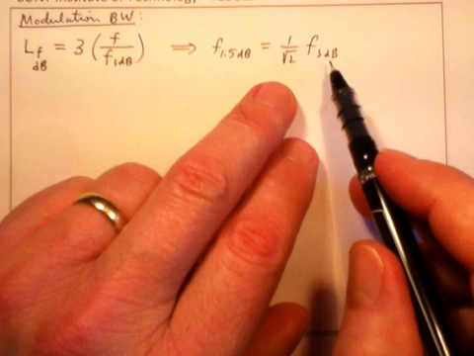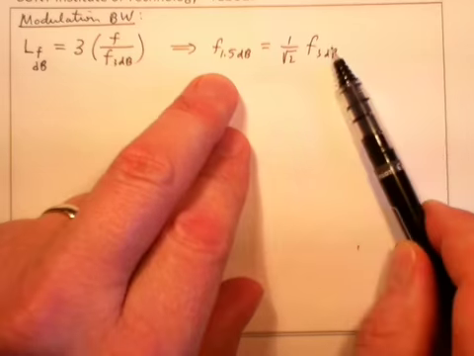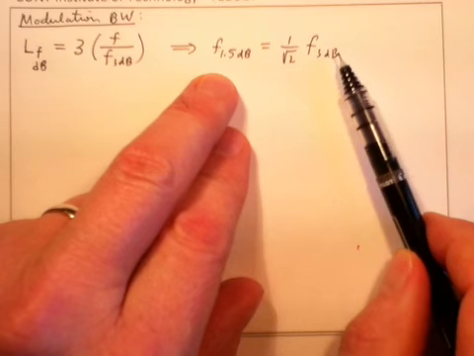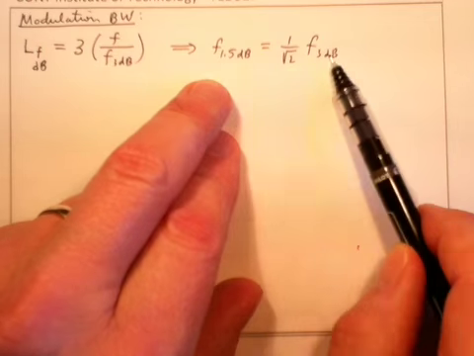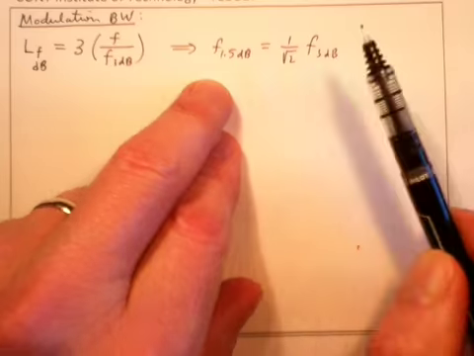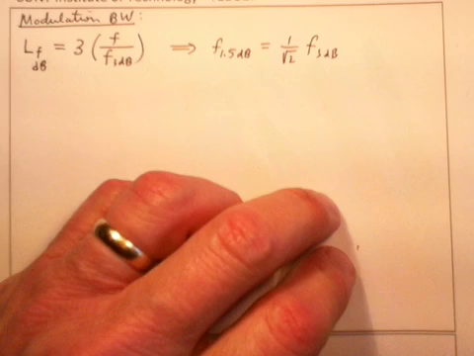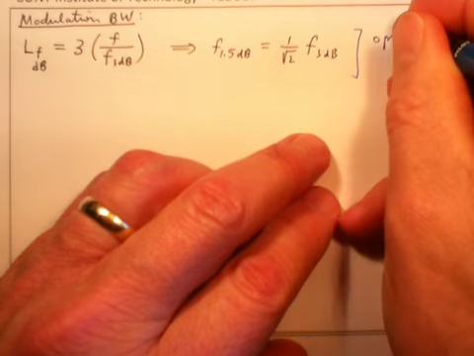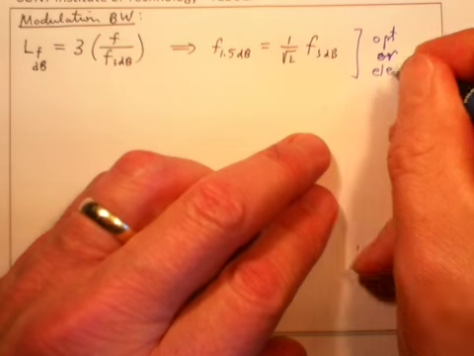So this allows us to convert amongst different dB loss bandwidths, okay, in either the optical or the electrical domain. So this works for either optical or electrical bandwidths.